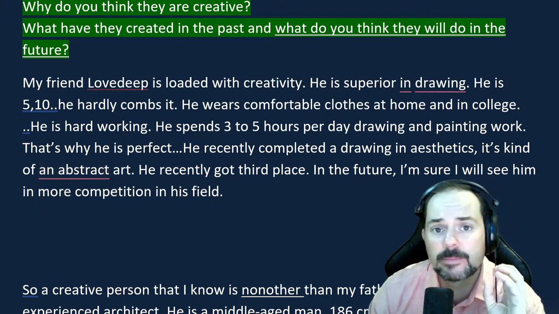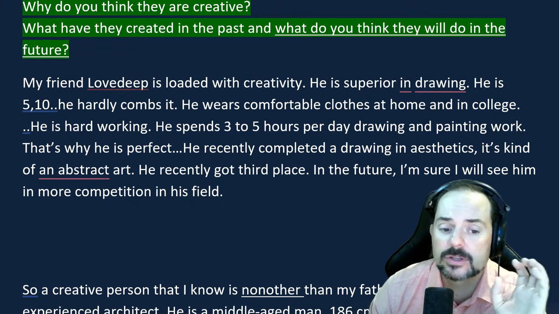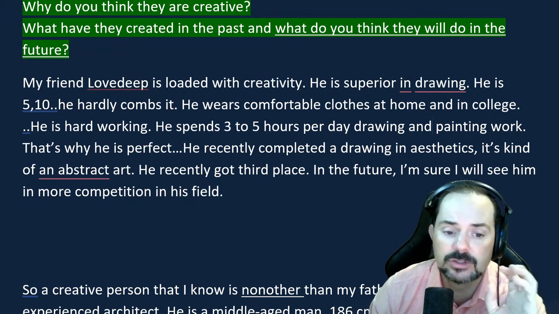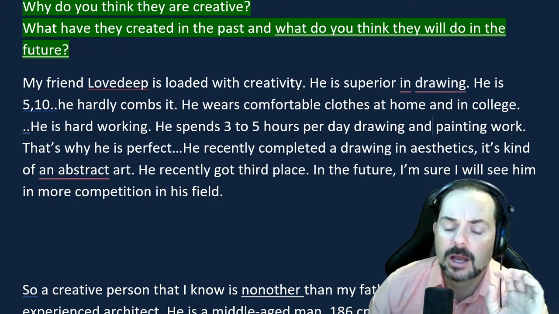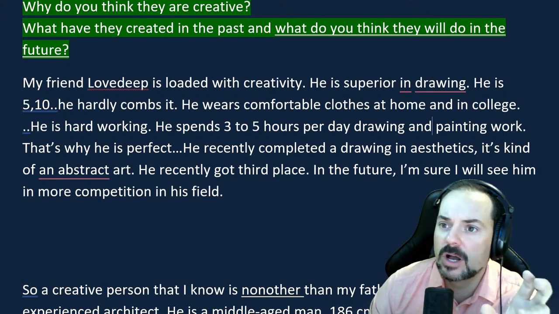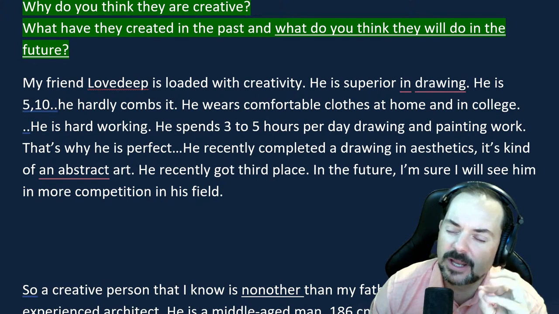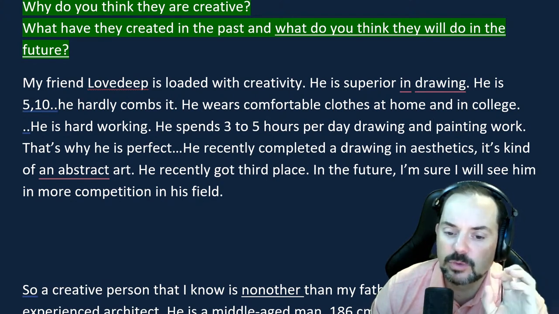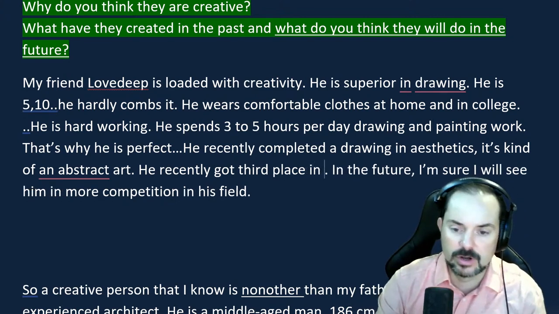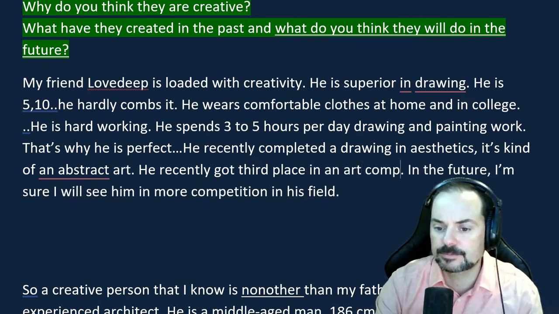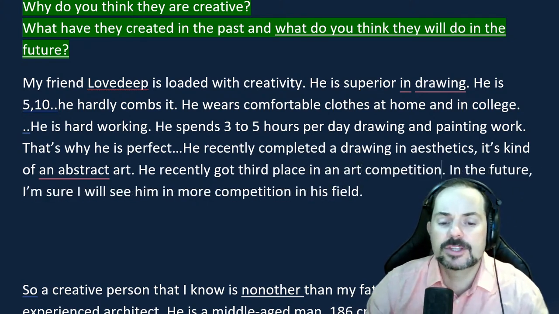Abstract art, nice vocabulary. That's why you're getting a band 7. You're using these. It's abstract art related to creativity. Then you said he recently got... It wasn't third place. It was a little bit unnatural the way you said it in some art competition. But what you wanted to say is that he got third place. So he recently got third place in an art competition. Yes, sir. Okay, that's great.